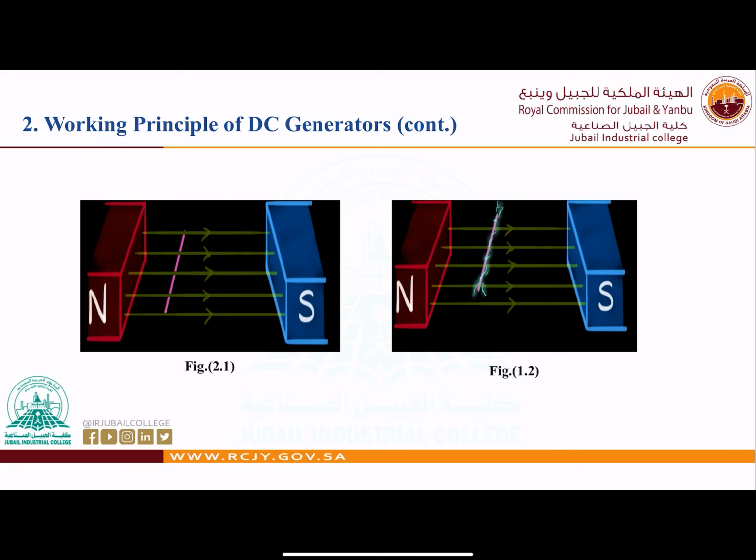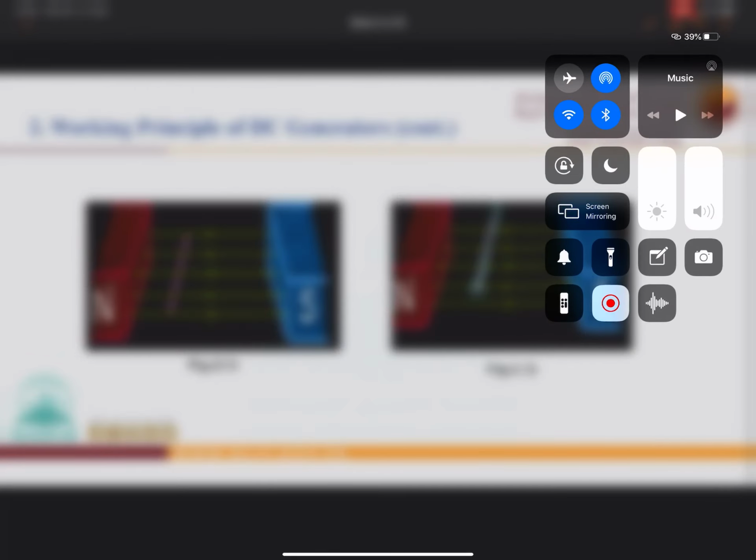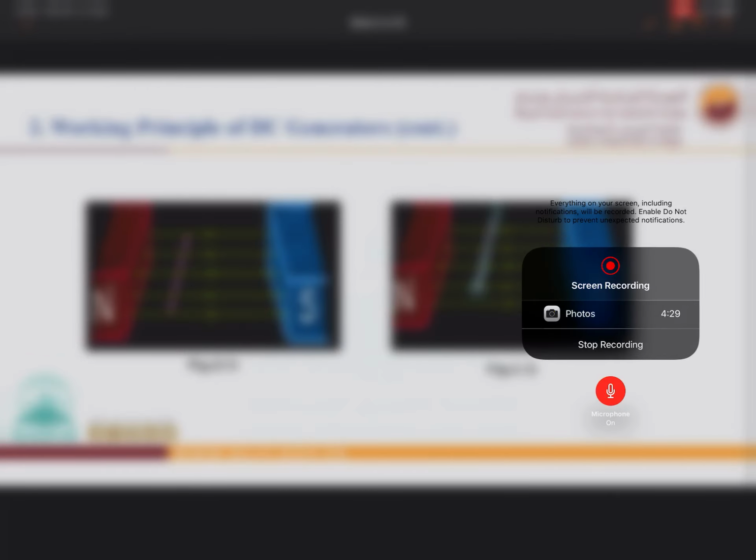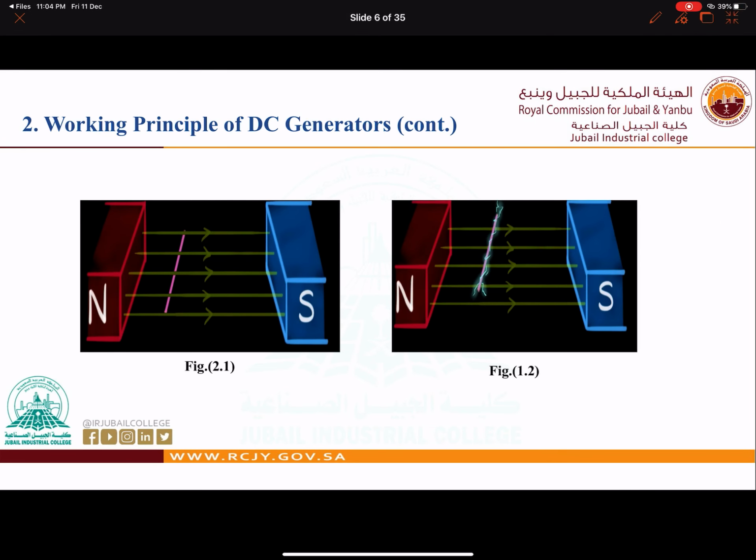Now, the left side of your screen is representing a magnetic field which is always going from the north to the south, right? This is a concept, okay, shabab? Always the magnetic field is going from the north to the south. Sorry, I want to check if the mic is working.